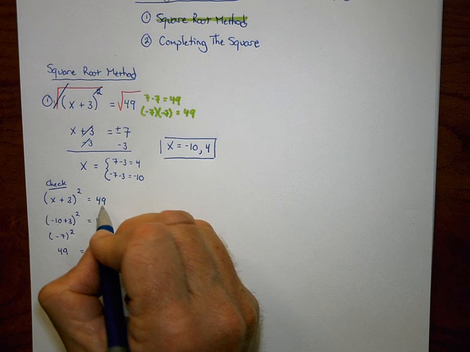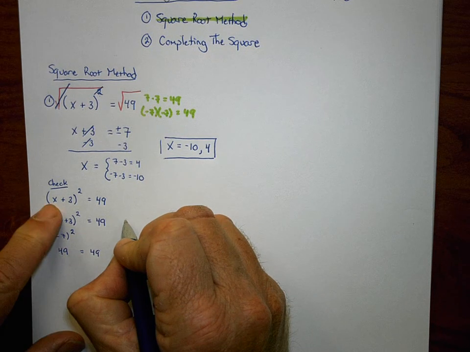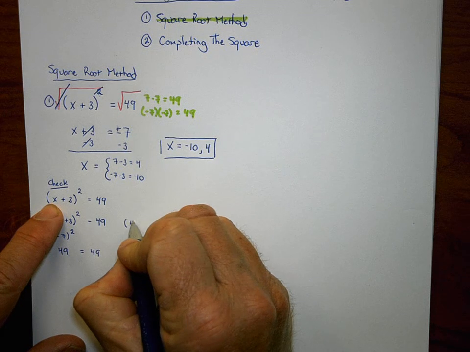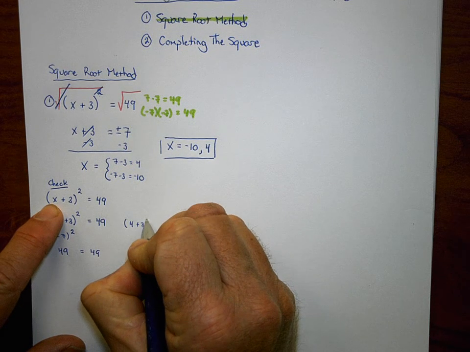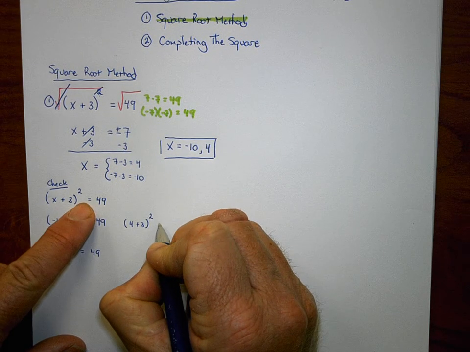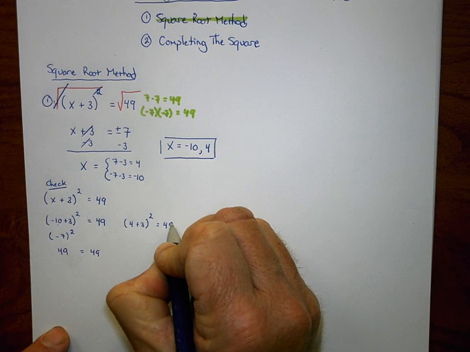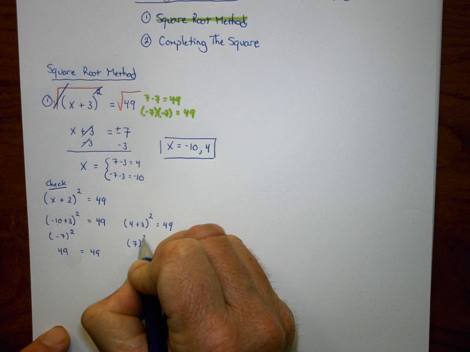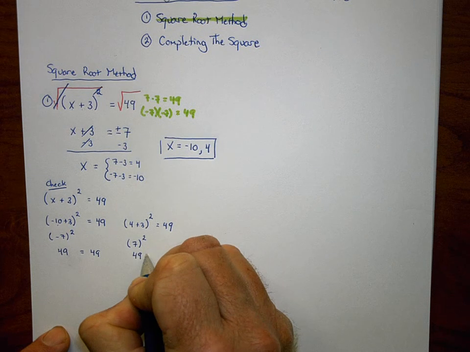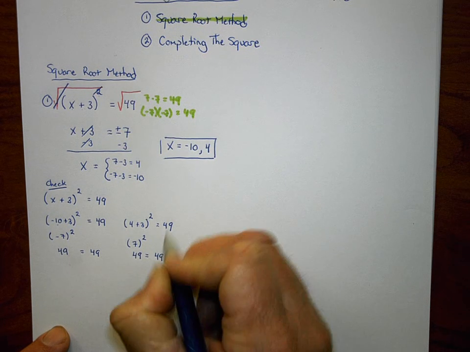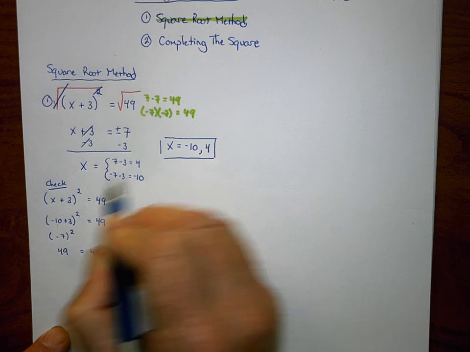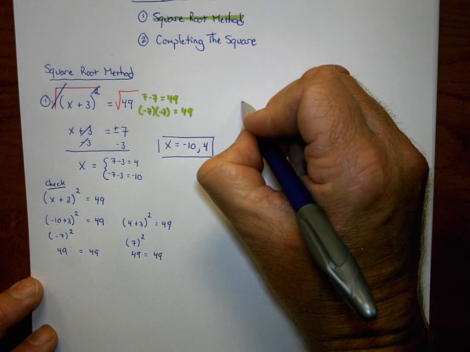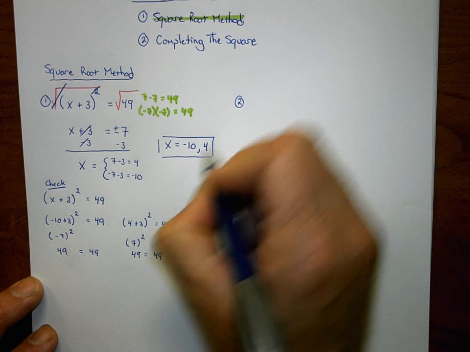So if I take this equation and in the place of x I substitute a positive 4, my equation would become 4 plus 3 to the second power is equal to 49. 4 plus 3 is 7. 7 to the second power is equal to 49. So you can see that no matter which number I substitute into the place of x, both of them work, so that's why we have to say that both of these solutions are actually the solutions.